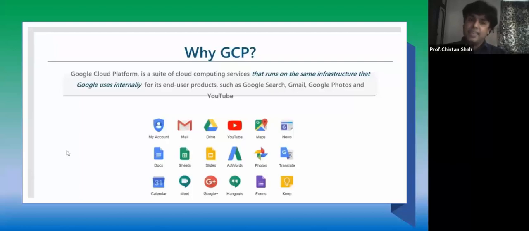And if I say that the Google Cloud Platform is a suite of cloud computing services that run on the same infrastructure that Google uses internally for its end user products such as Google Search, Gmail, Google Photos, and YouTube, then how will you feel?